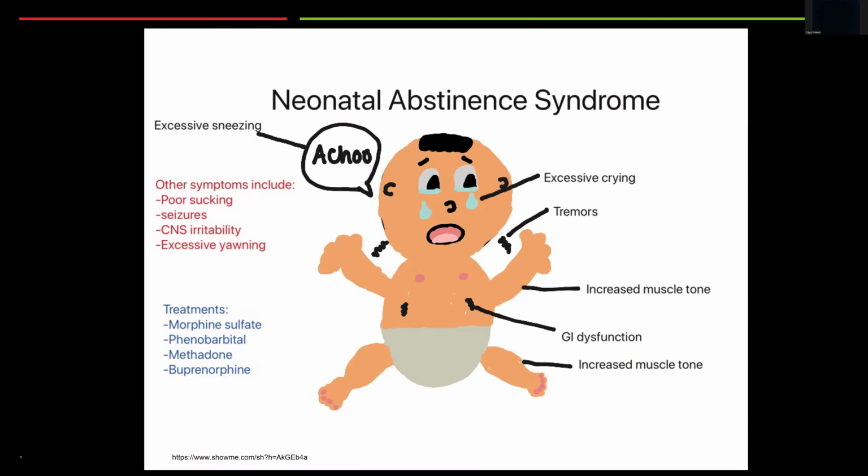So here is just a little reminder about NAS or neonatal abstinence syndrome and what types of clinical manifestations you'll see. And of course, we can treat it with morphine sulfate, phenobarbital, methadone, buprenorphine. We could also give Ativan and other medications if needed.